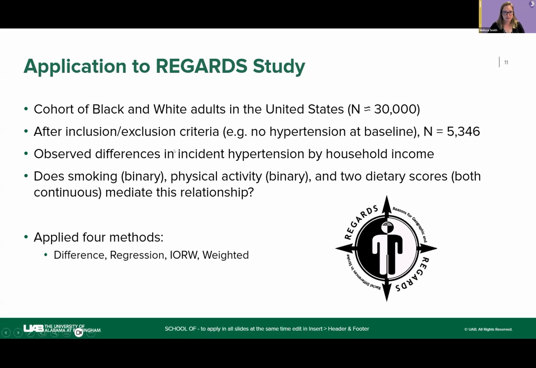In this data set, we observed differences in incident hypertension by household income, and we were specifically wanting to know whether a set of 4 variables mediated this relationship. So this is just like the DAG we presented earlier, but there are 2 additional mediators. The first is smoking status. The second is physical activity. And then we looked at 2 different continuous dietary scores. And we want to know if the collection of these variables mediated the relationship. So we applied 4 methods here, the methods that were fastest to implement, and looked at the joint effect only. So we looked at the difference, regression, inverse odds ratio weighting, and weighted methods.